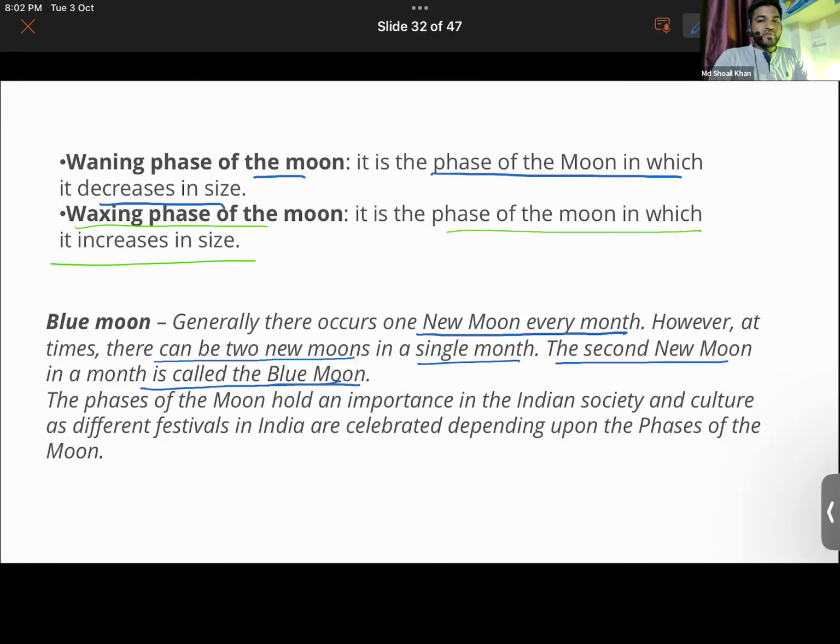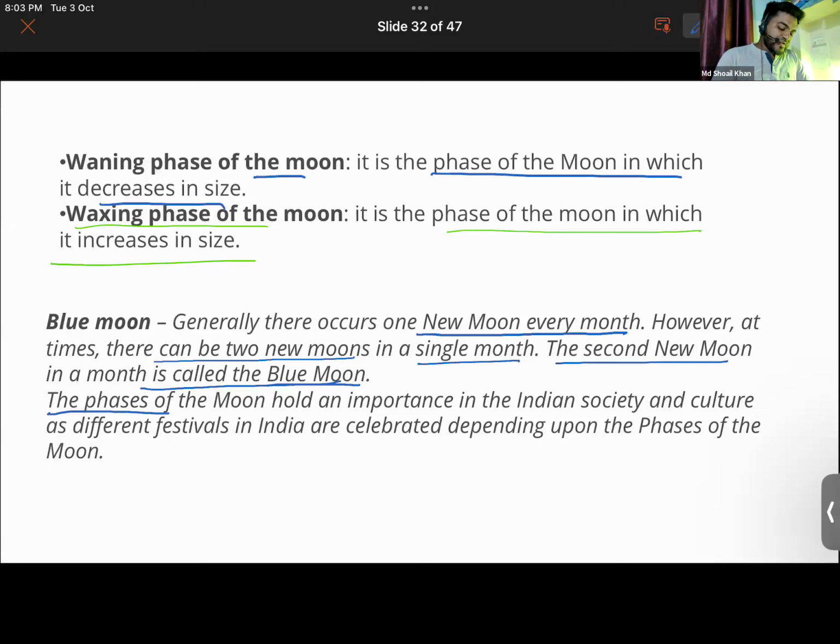When I say blue moon, it doesn't mean the color of the moon on that day changes to blue. It has nothing to do with the color of the moon. We will discuss that as well. It has got to do with the atmosphere of the earth. I will come to that in a while.